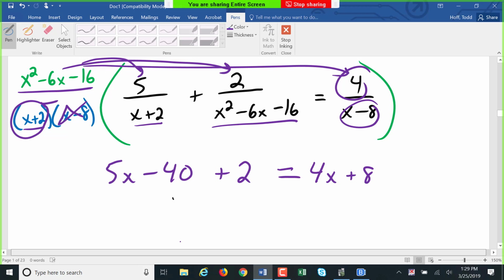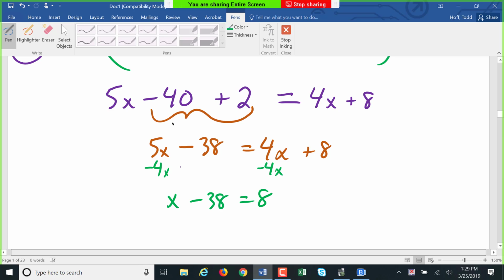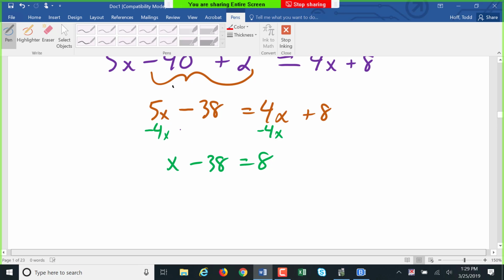Now what would we do to solve this? Combine here, so we got 5x minus what? Minus 38. Now there's x on both sides, so what do we have to do next? We'll subtract 4x to get x minus 38 equals 8. And then add 38. So x equals 46. Not so bad.